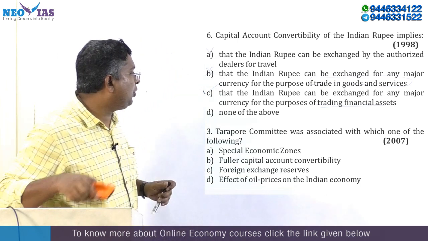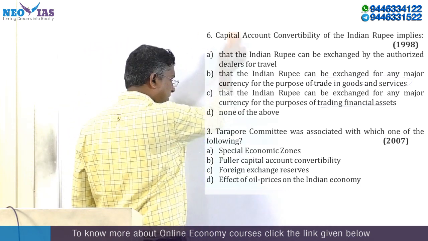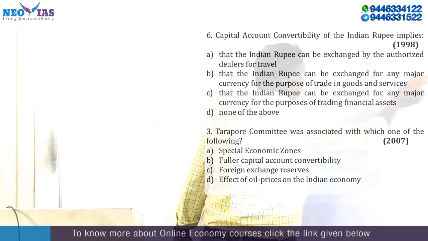Next question, it is easy. The Tarapore committee was associated with which one of the following? It is dealing with fuller capital account convertibility.